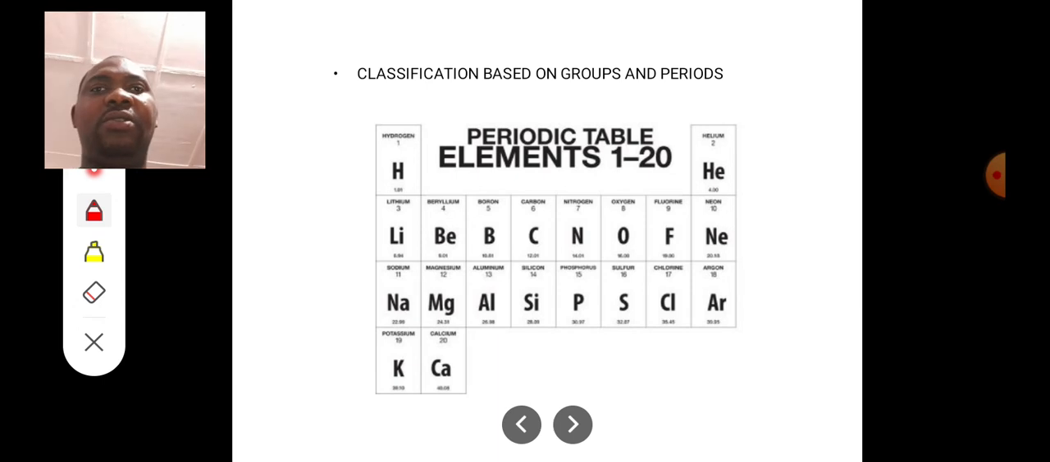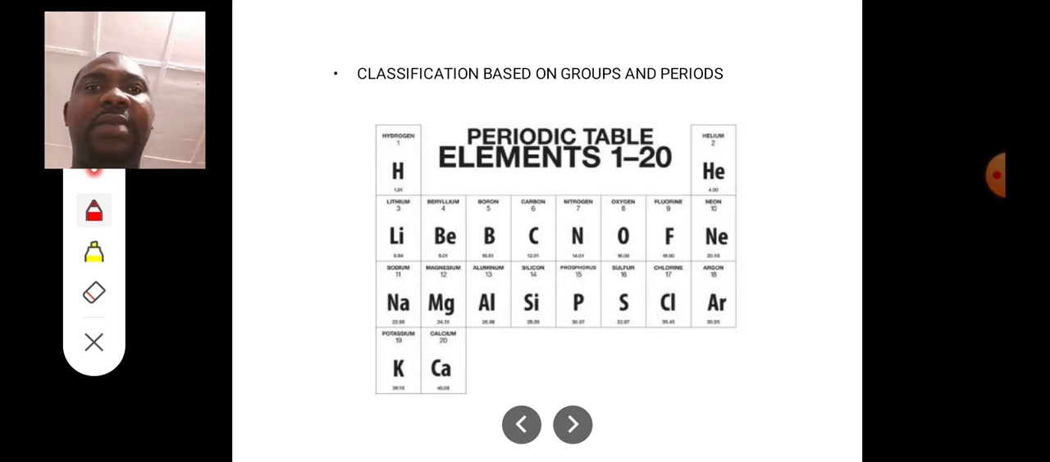This is based on groups and periods. Now I would like to say this here, that elements in the same group have the same number of valence electrons, but elements in the same period have the same number of shells. Elements in the same group have the same number of valence electrons. Elements in the same period have the same number of shells.